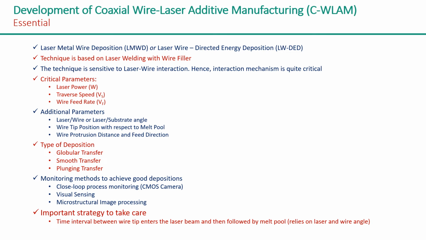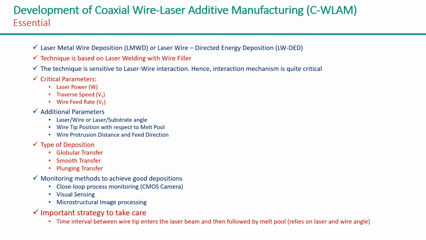Along with that, there are some additional parameters which we are taking care of, like the laser wire or laser substrate angle, the angle at which the laser and wire are oriented to each other. Another one is the wire tip position with respect to the melt pool. When the wire is feeding and the laser is coming, at which particular distance from the nozzle it interacts with the energy source and melts is also very critical to control.